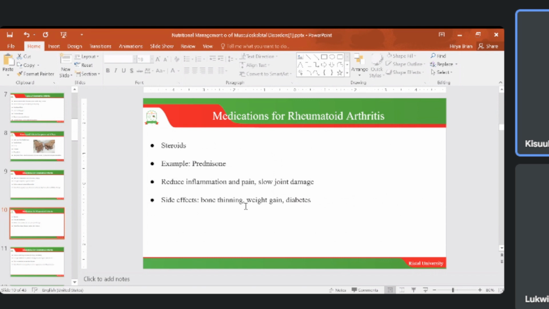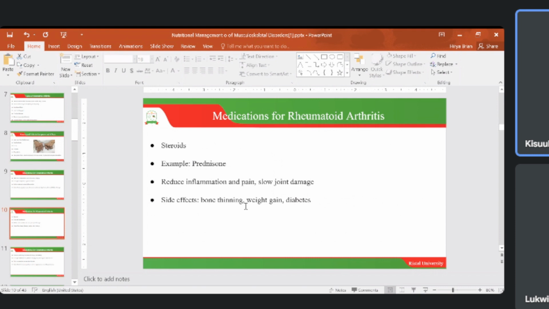So for the medication still, we have steroids, for example, prednisone, which reduces inflammation and pain. Also they are trying as much as possible to slow down the joint damage. And the side effects, we are having bone thinning, weight gain, and this could lead to diabetes.